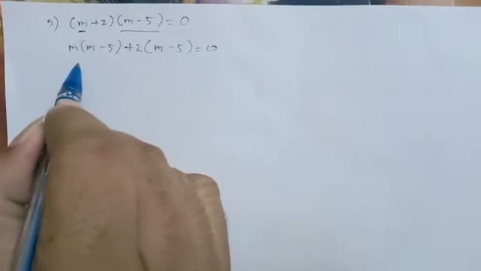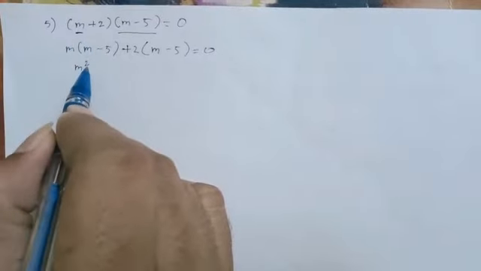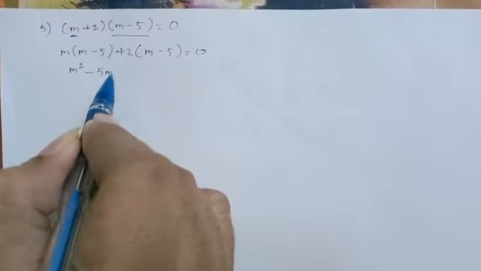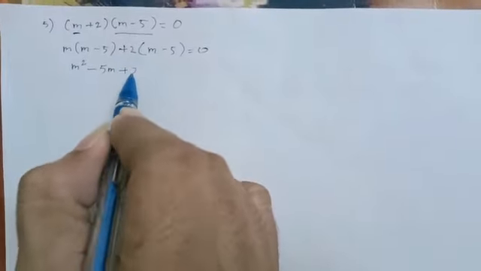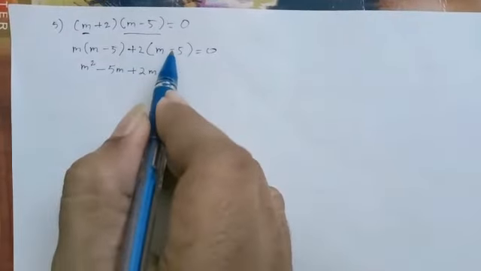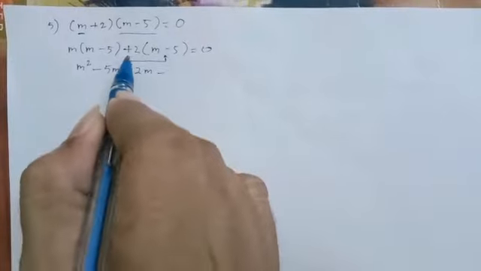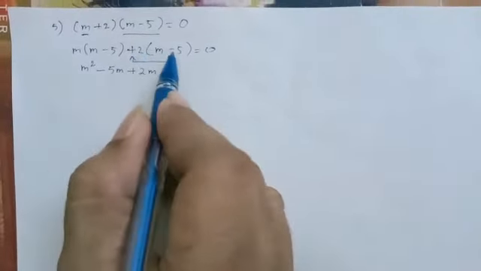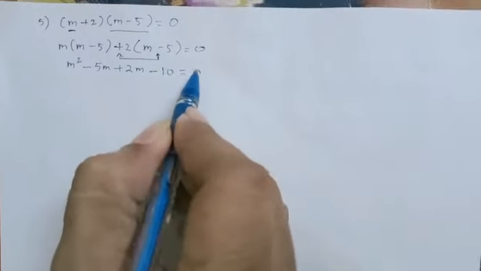So m into m is m square, powers get added, 1 plus 1 is 2, minus 5m, multiplying further plus 2m. Plus minus minus, I have solved this sign, you can see very well, plus minus becomes minus. This is a multiplication rule. 2 fives are 10, is equal to 0.